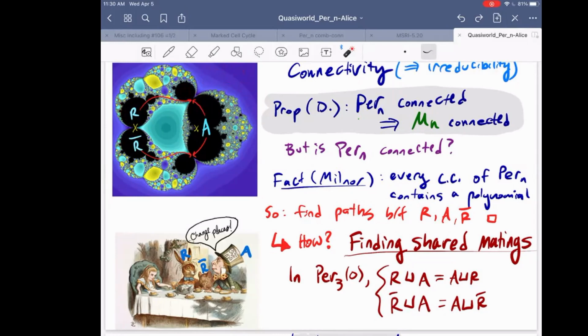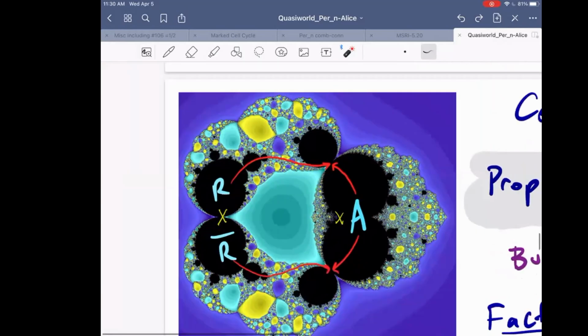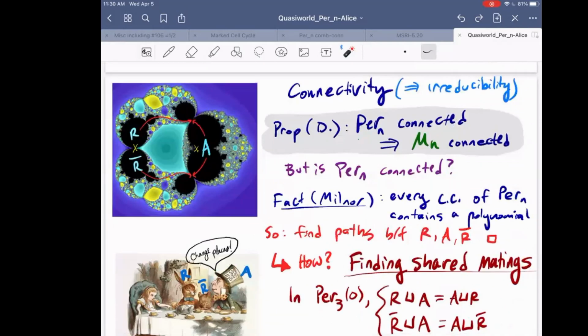And so this is a special phenomenon that helps show connectivity, because the rabbit, being a satellite polynomial, also has these bubble rays that you can use to find the path from the rabbit to the airplane. And then this component is a satellite bifurcation of the airplane. So of course that is connected to the airplane's hyperbolic component. So this is how we can find paths in the mating locus using shared matings.